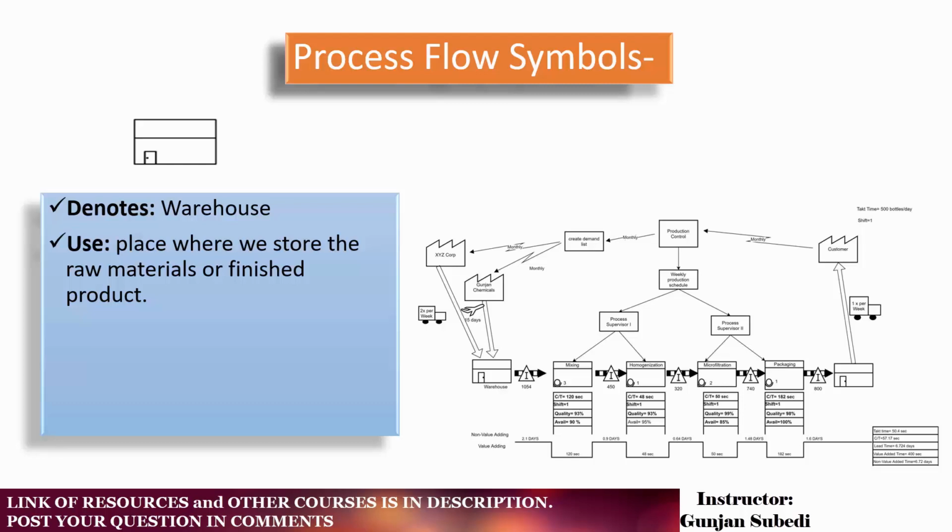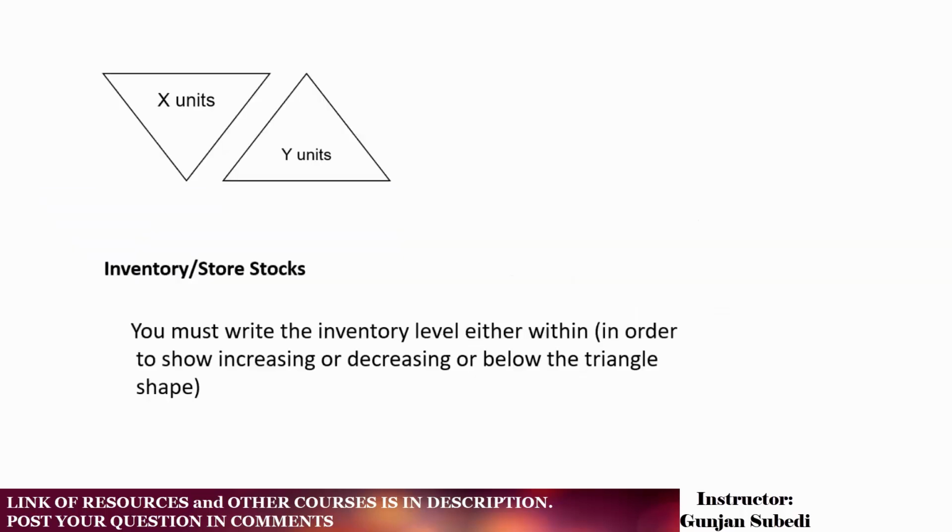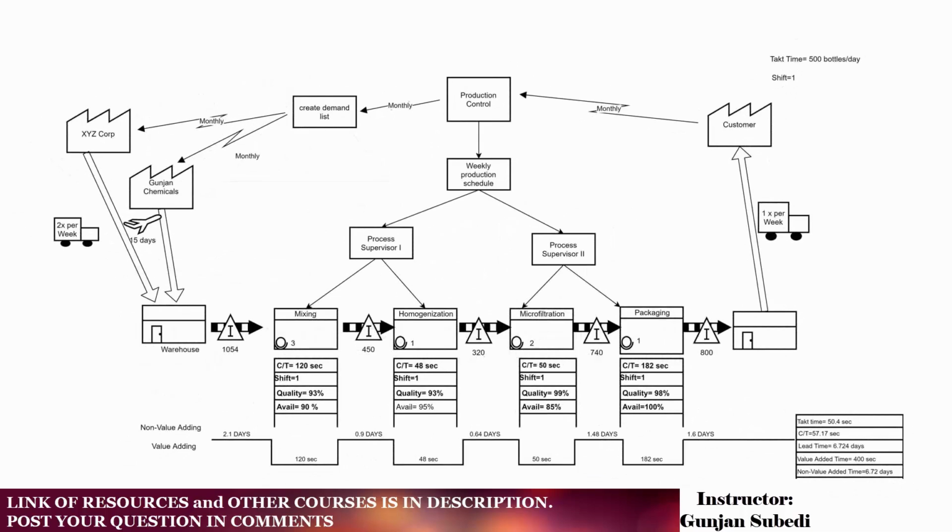There is another icon that is used most frequently, mainly in the current state map, and this is called the store symbol. It is triangular in shape, and generally below the triangle or near the triangle symbol, we also write the inventories that we are holding. Generally, if we do not have a pull system, we have inventories building in between every process step, and this is shown by these symbols over here.